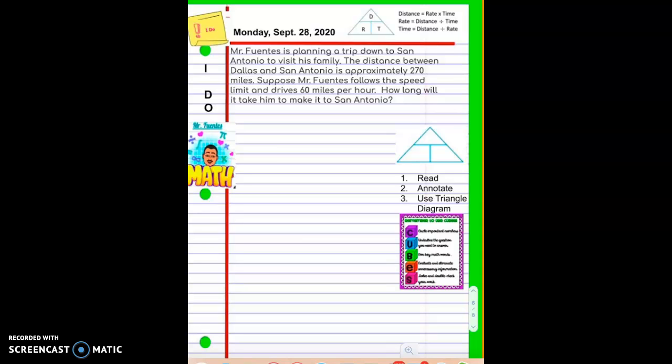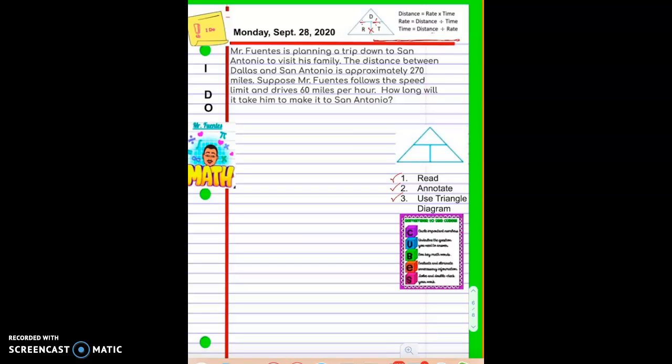So the steps for solving these problems will be: first, you read, you annotate, and then you use the triangle diagram, which is provided for us right up here. The triangle diagram is divided into three sections, with D being on top and R and T on the bottom. Distance, which is D, is equal to rate times time. And rate, which is R, is distance divided by time. And time is equivalent to distance divided by rate, okay? So again, the steps state to read, annotate, then use the triangle diagram.